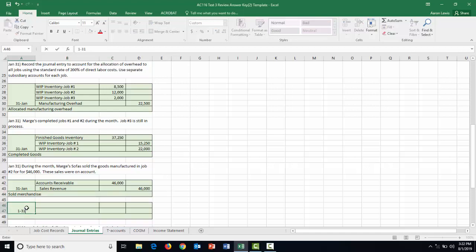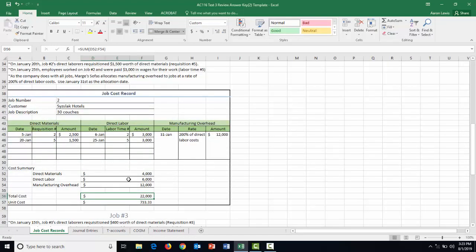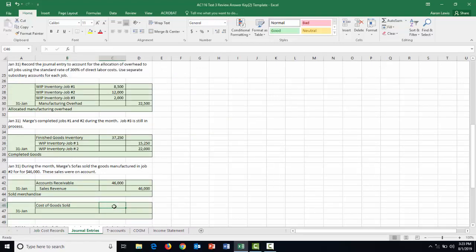On January 31st, we got to record the expense now, which is the cost to us. So we're going to put that into cost of goods sold, or you could just write COGS. I'm fine with that too. What job are we selling? We're selling job number 2. So what was the cost of job number 2? Well, we just saw it a minute ago. It's $22,000. So in our journal entry, we're going to fill in the amount equal to the total cost of job number 2, which is $22,000, and we are going to take it out of finished goods inventory. Since we sold it, we no longer have those finished goods sitting around to be able to sell. So we're going to take $22,000 out of finished goods.